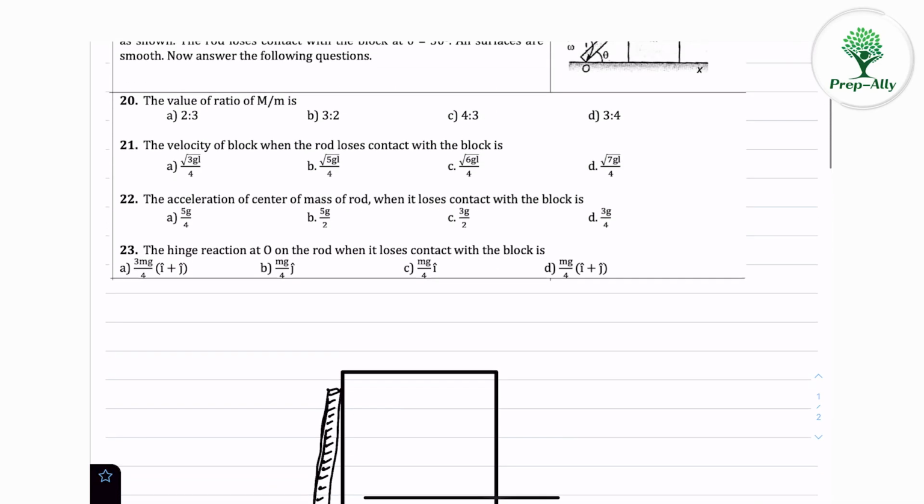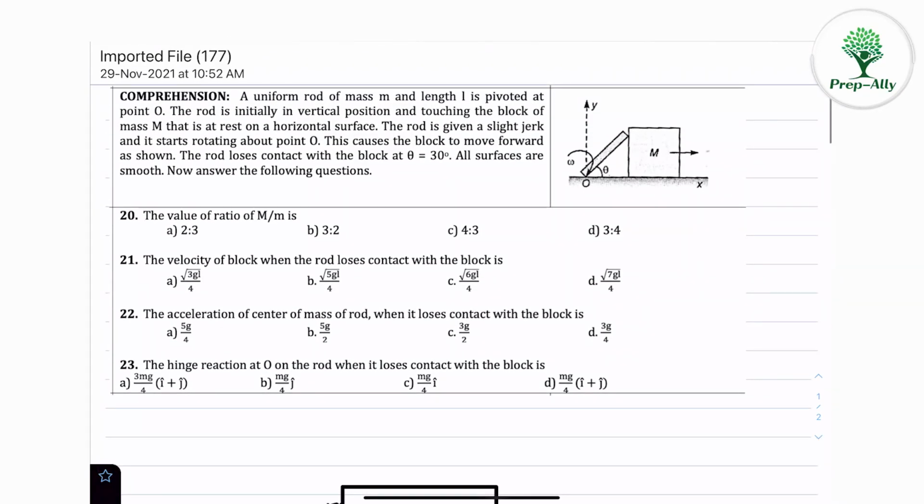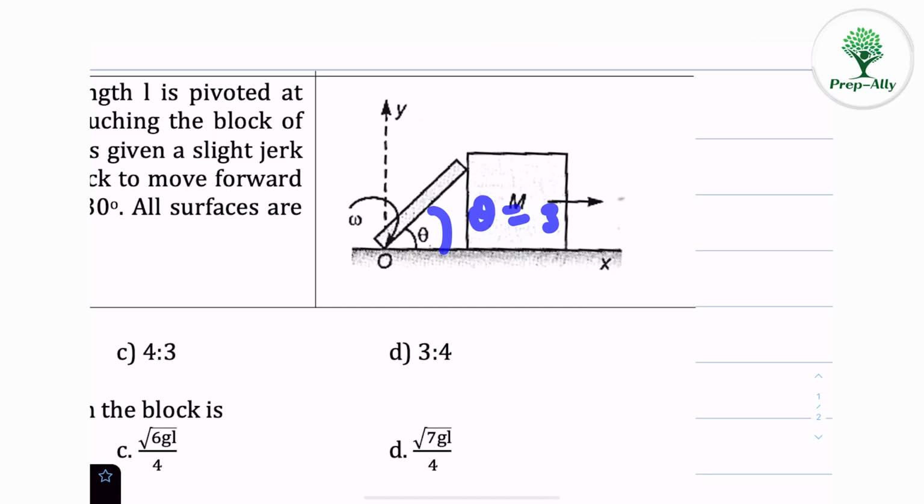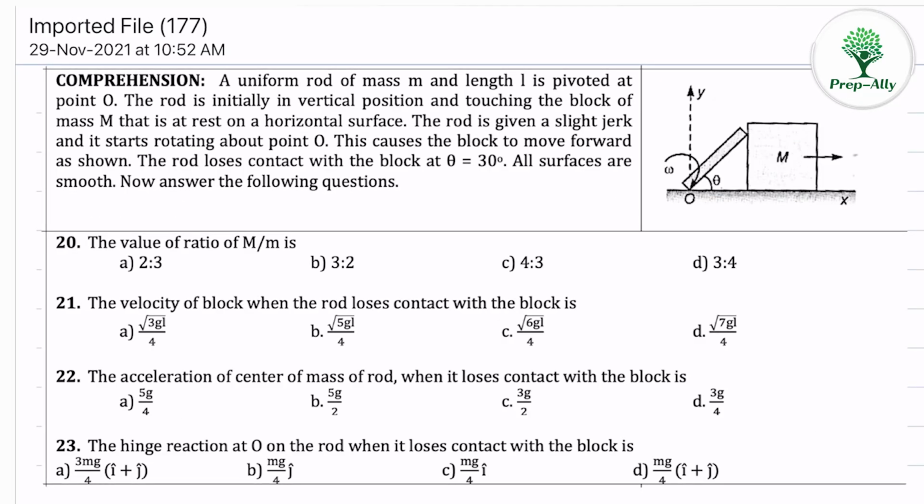In fact, we have to find out when the contact breaks between the rod and the box or block, whatever you call it. In fact, it is already given that it happens when the angle with the horizontal becomes 30 degrees. So theta is equal to 30 degrees. At that point it happens, or when the rod has rotated clockwise by 60 degrees from its vertical position. That is the moment at which the contact breaks. And for the contact to break at that point, what should be the ratio of the mass of the rod and the block?